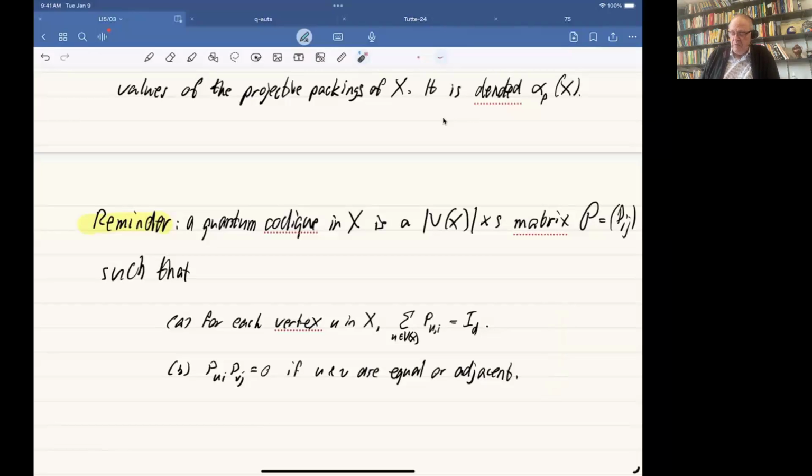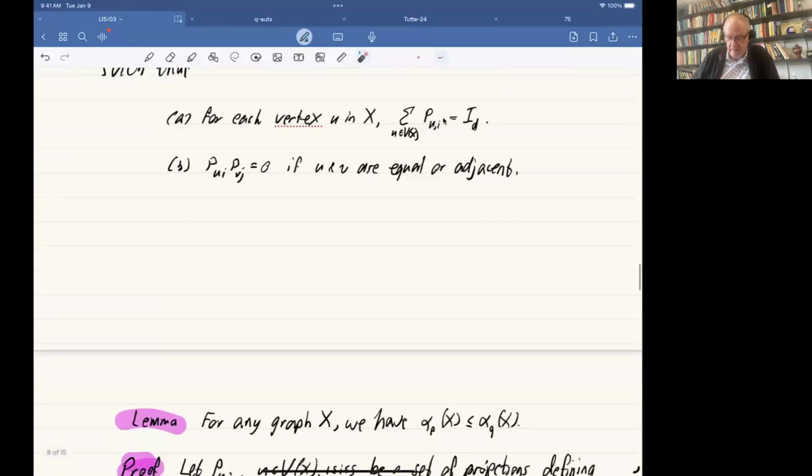Okay, so it's the vertices of X times S matrix. The entries in each column are under the identity, so they're pairwise orthogonal, and the projections corresponding to pairs U_i, V_j are 0 if U is equal to V or U is adjacent to V. Okay, so that's the definition.